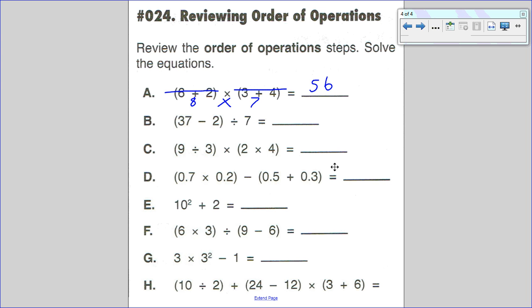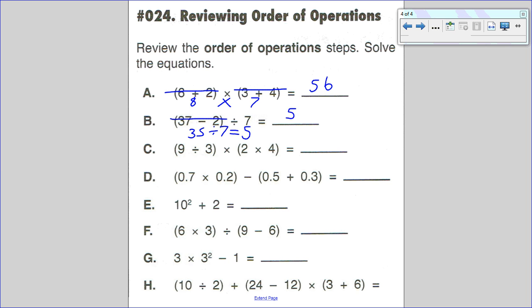B, we have parentheses, so we do that first. 37 minus 2, 35. Now we're done with that. We must divide 35 by 7, which we know is 5, or will know is 5 very shortly, because we will have those memorized.